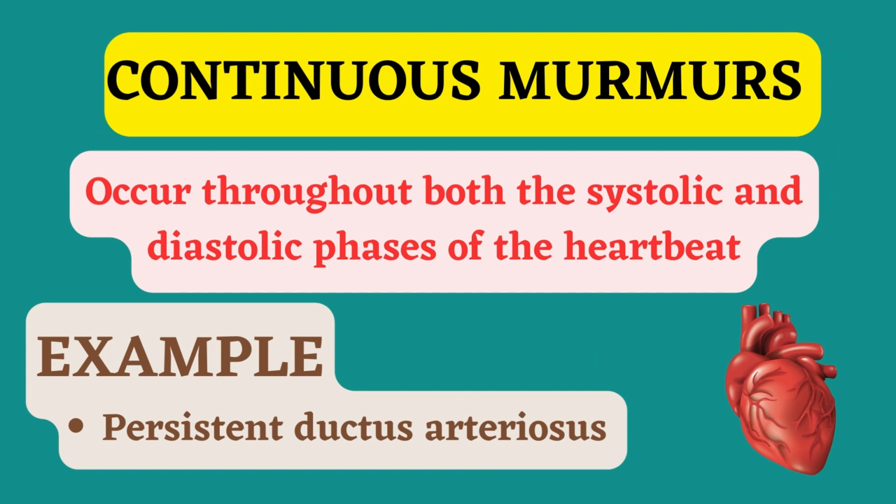Continuous murmurs are murmurs that occur throughout both the systolic and diastolic phases of the heartbeat. An example of a continuous murmur is due to a patent ductus arteriosus. Continuous murmurs must be distinguished from extracardiac noises such as bruits from arterial shunts, venous hums, and pericardial friction rubs.